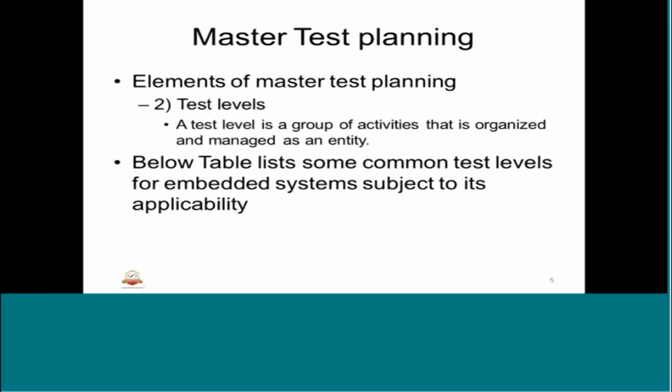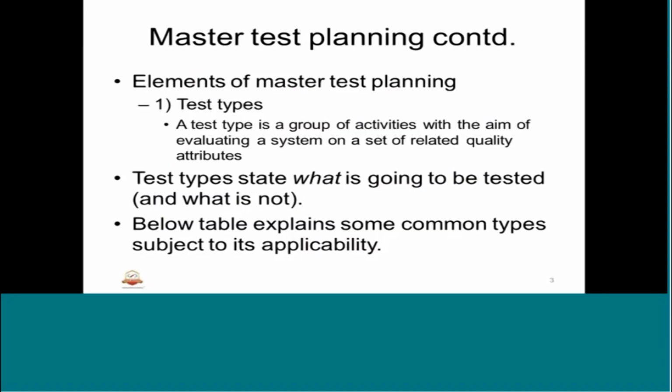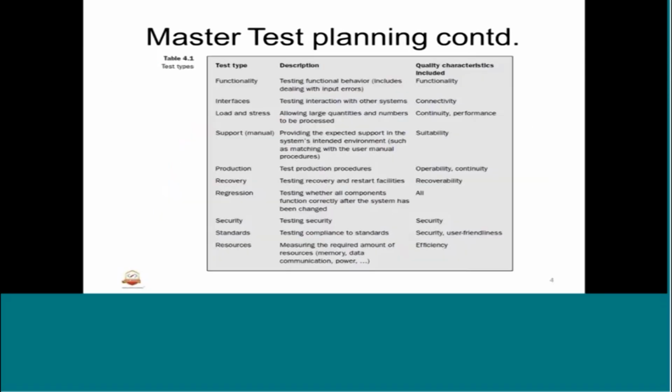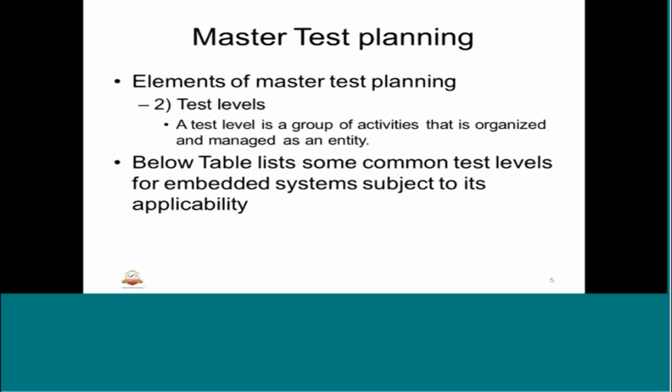The next one is test levels. The second element of master test planning is test levels. A test level is a group of activities that is organized and managed as an entity. So a test type is a group of activities with the aim of evaluating a system on a set of related quality attributes. Here we define the test types under the quality attributes, what is going to be tested. In test levels, we list out a group of activities, and how it is organized and managed as a set of activities is going to be defined. So the table below shows some of the common test levels for embedded systems, subject to supply and demand.